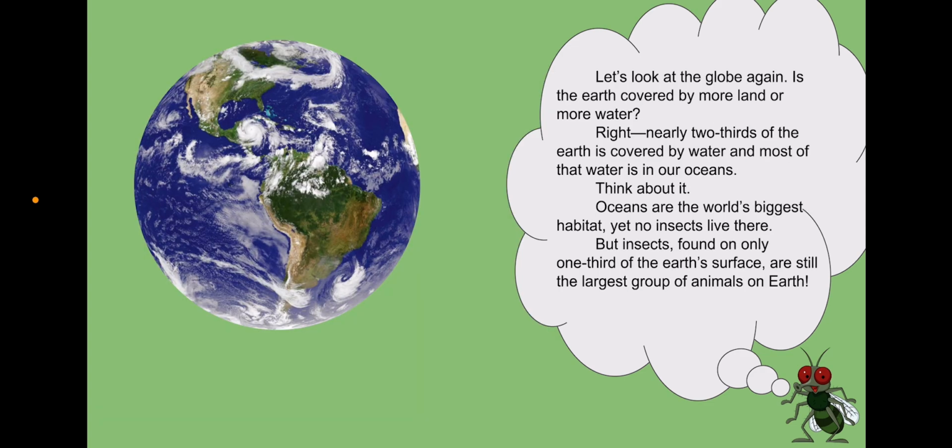The Earth is covered by more land or more water? Right, nearly 2/3 of the Earth is covered by water. Most of the water is in our oceans. Think about it. Oceans are the world's biggest habitat, yet no insects live there. But insects, found only in 1/3 of the Earth's surface, are still the largest group of animals on Earth.